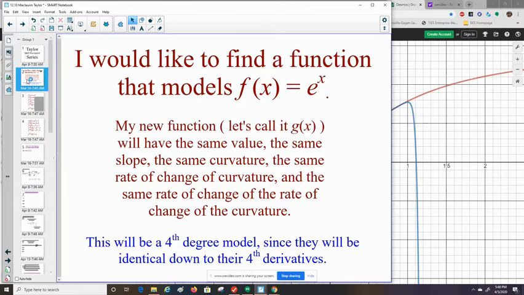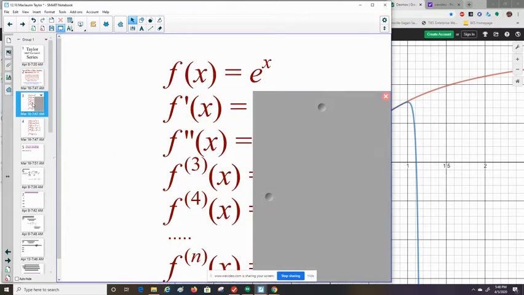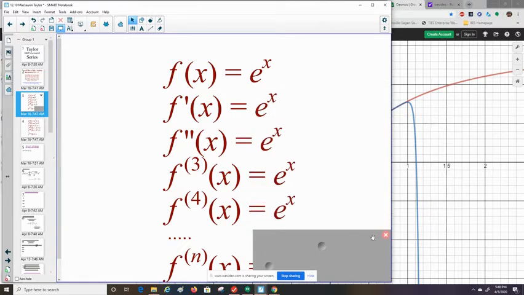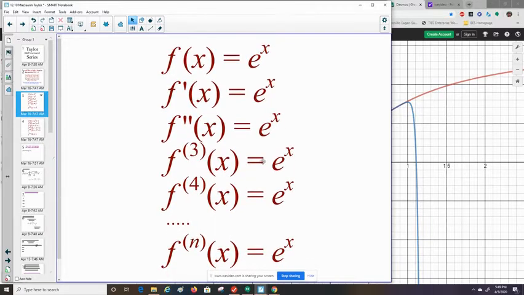I chose e to the x because, frankly, it's an easy function to differentiate and evaluate. We'll do this one centered at 0. I think we'll just focus on 0 today and then move on from there tomorrow. With this function, e to the x, the reason that I'm choosing it is because the derivative is e to the x, and the second derivative is e to the x, and the third and the fourth, and every derivative of this function is e to the x.